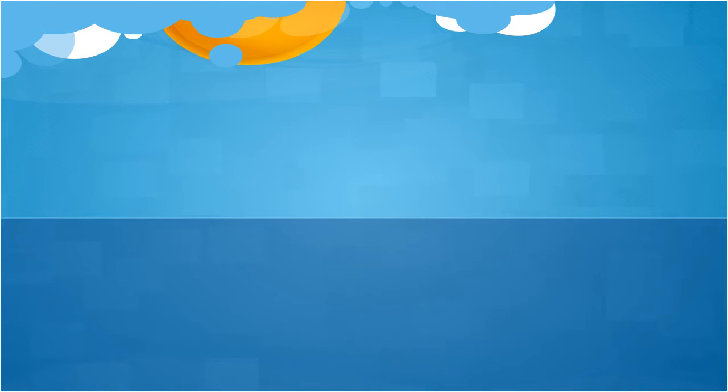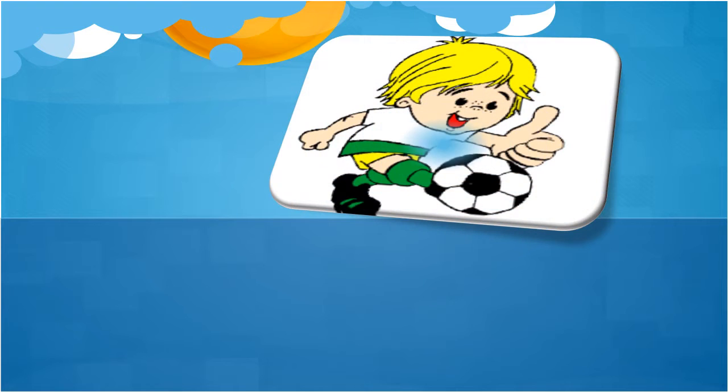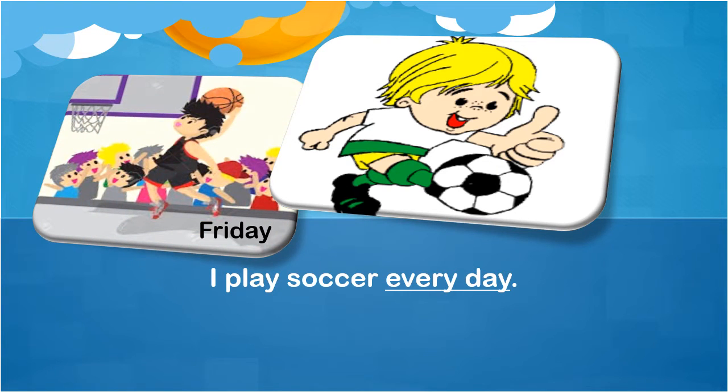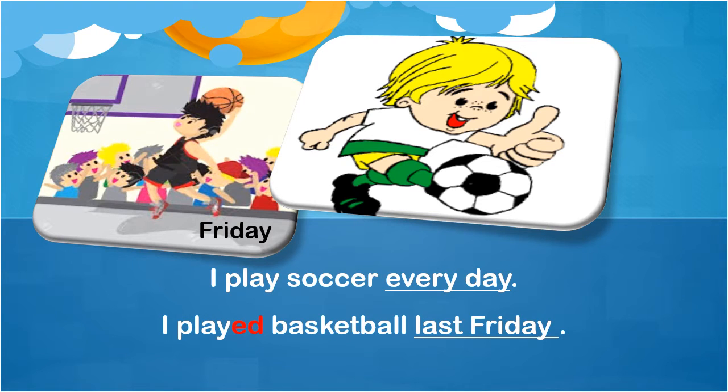Student, what picture is it? Play soccer or play football? Yes. I say, I play soccer every day. Mean from Monday to Sunday. I play soccer. Right, look at another picture. Play basketball. Okay. But last Friday, I played basketball.